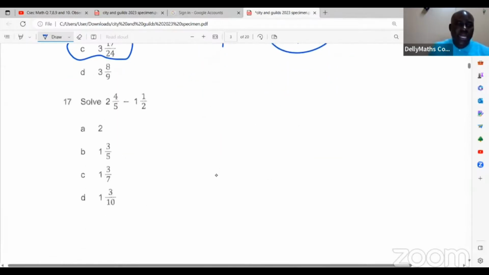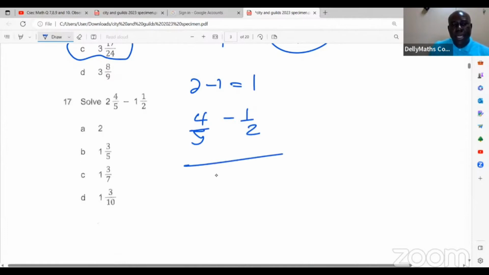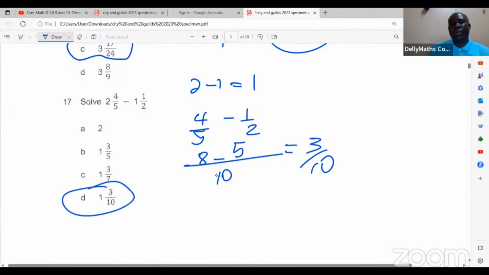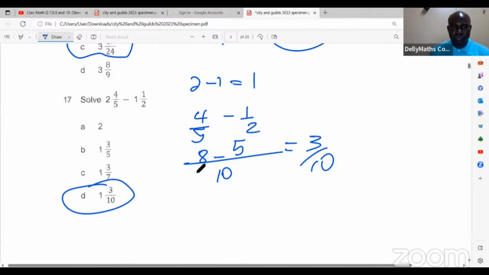So I'm subtracting again. If I subtract 2 minus 1, I'll get 1. Now I'm going to subtract 4/5 minus a half. So I'm talking about 8 minus 5 over 10. So we're talking about 3/10, 1 and 3/10. So this is my other thing there. So you're doing regular subtraction of fractions, and go through.